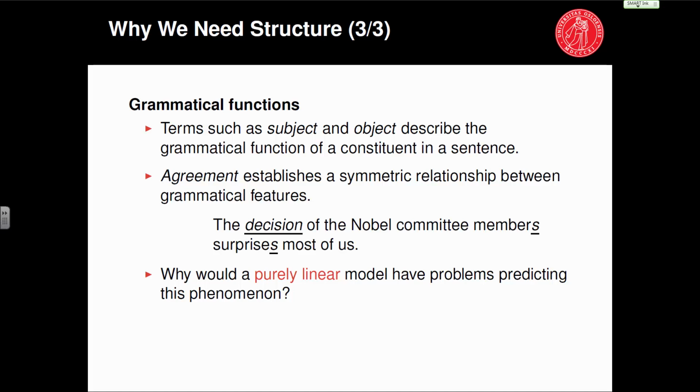And so here we've constructed an example where we say the decision of the Nobel Committee members surprises most of us. That's the way to say that in English. If I varied that and said the decision of the Nobel Committee members surprise most of us, ouch, that's not grammatical English. Because it does not obey subject-verb agreement. I have a singular subject, and hence I need the S form on the verb. Why could this be troubling for a purely linear model to capture subject-verb agreement?